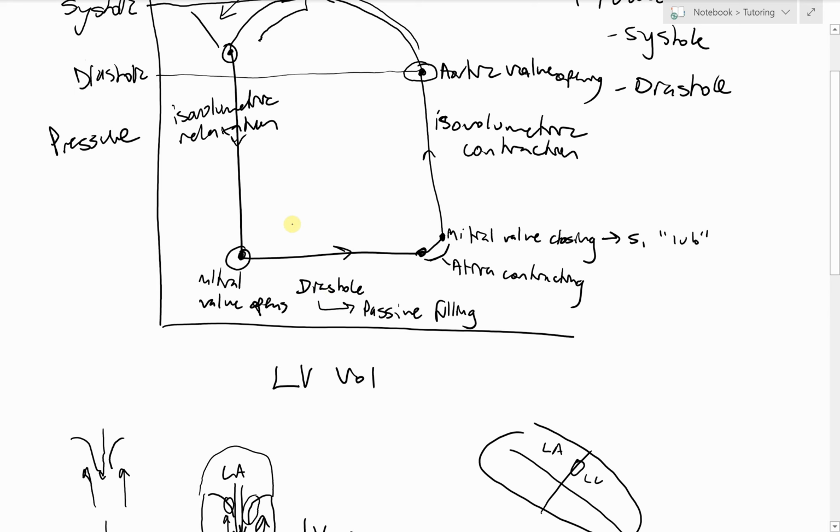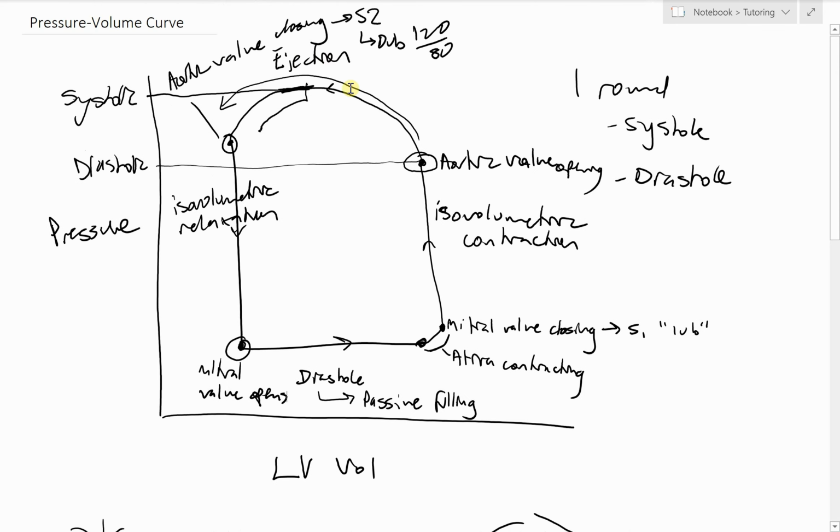So these relaxation periods, these are your diastolic periods, and then your systolic periods are here and here. Your contractility periods. The final thing to make note of is that this volume, this is the volume that gets passed out in one cycle. So this volume here is your stroke volume.